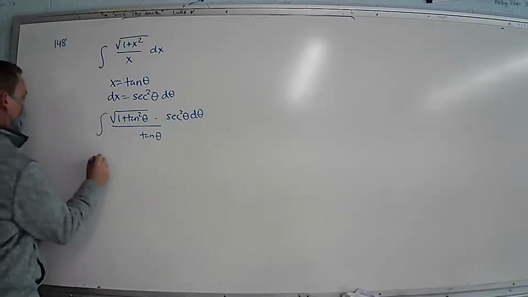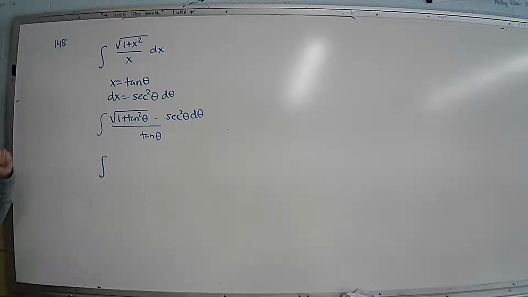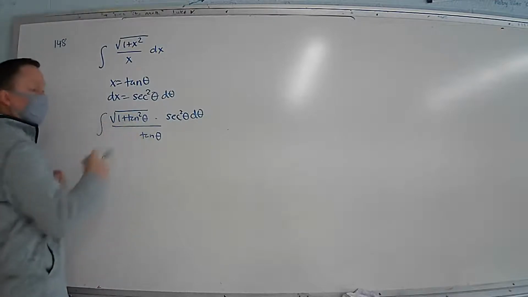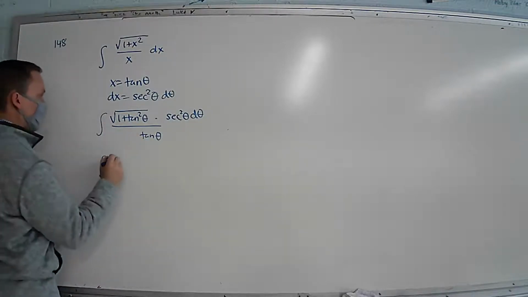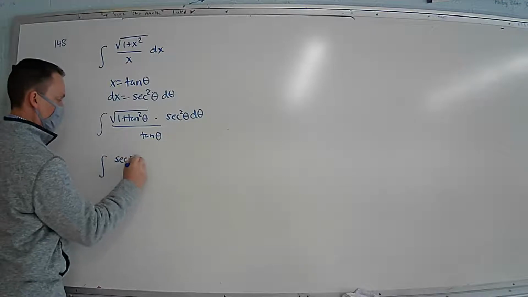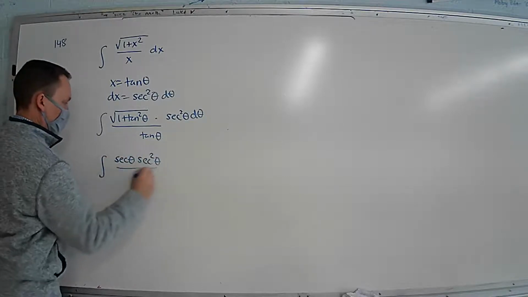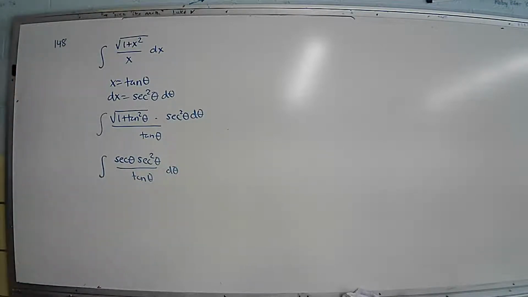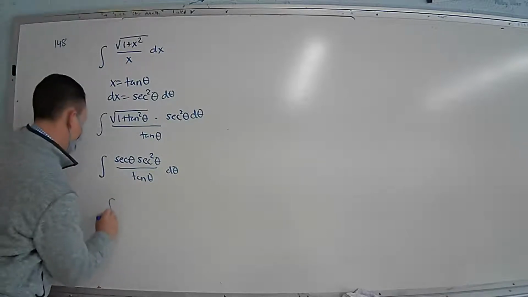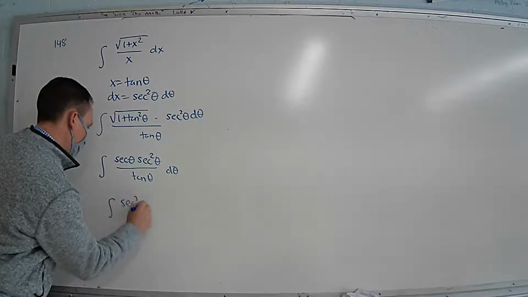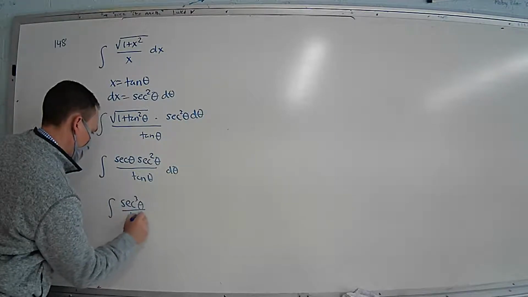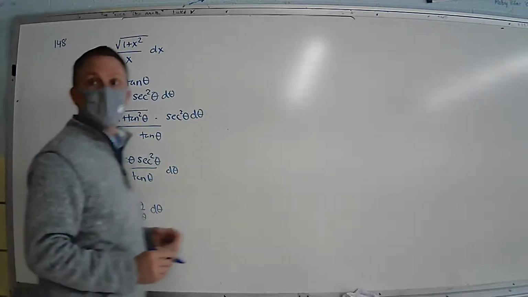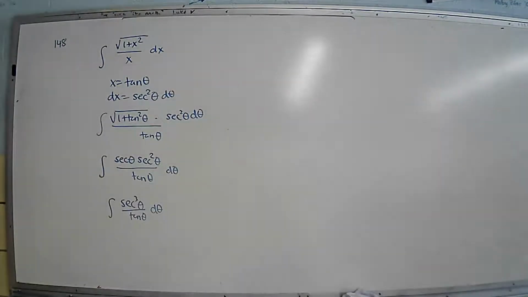Okay, so 1 plus tangent squared is secant squared, right? And the square root of secant squared is secant. So this ends up being secant theta times secant squared theta over tangent theta. Yes? And then it's secant cubed theta over tangent theta, which is probably what a lot of us would have done. But it turns out that may not be helpful.